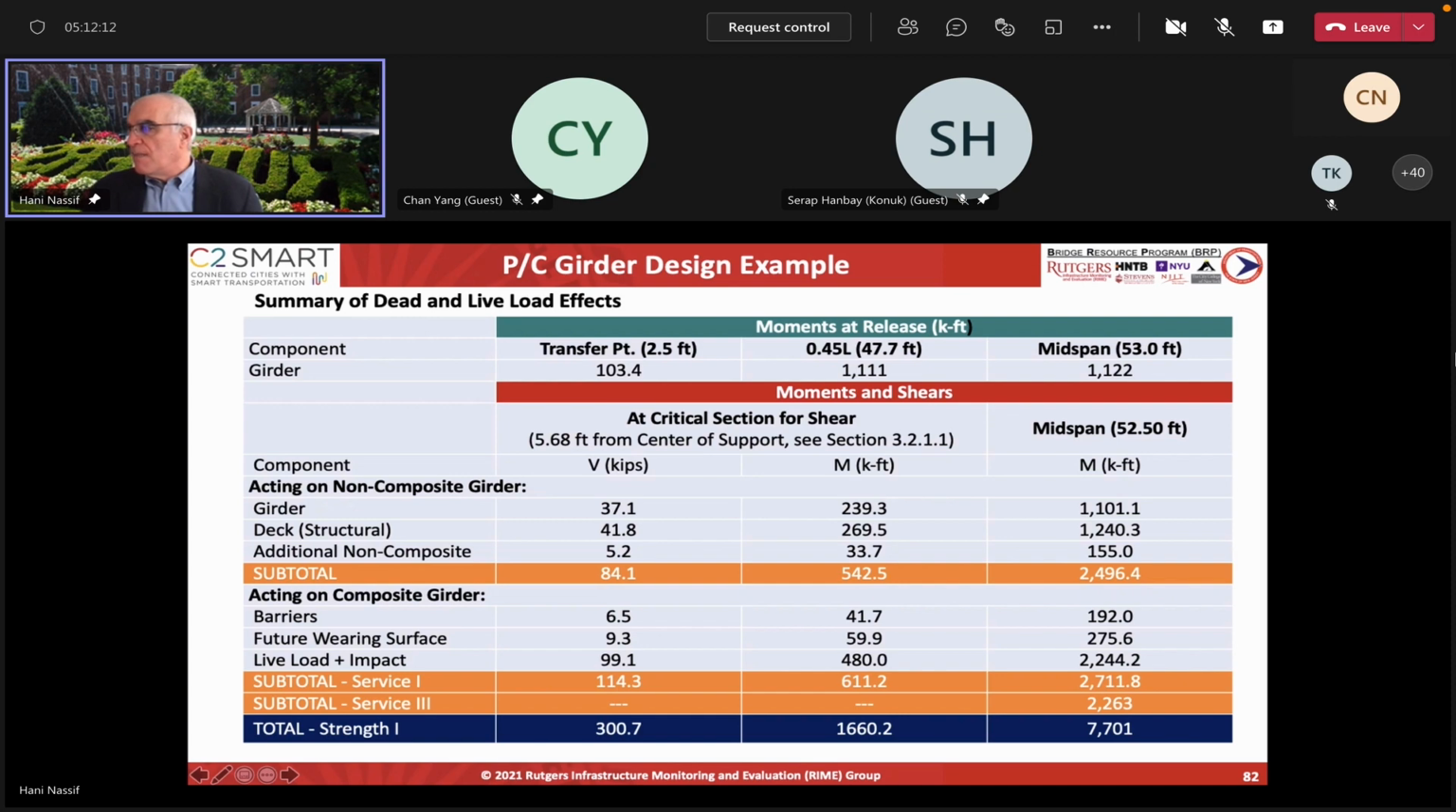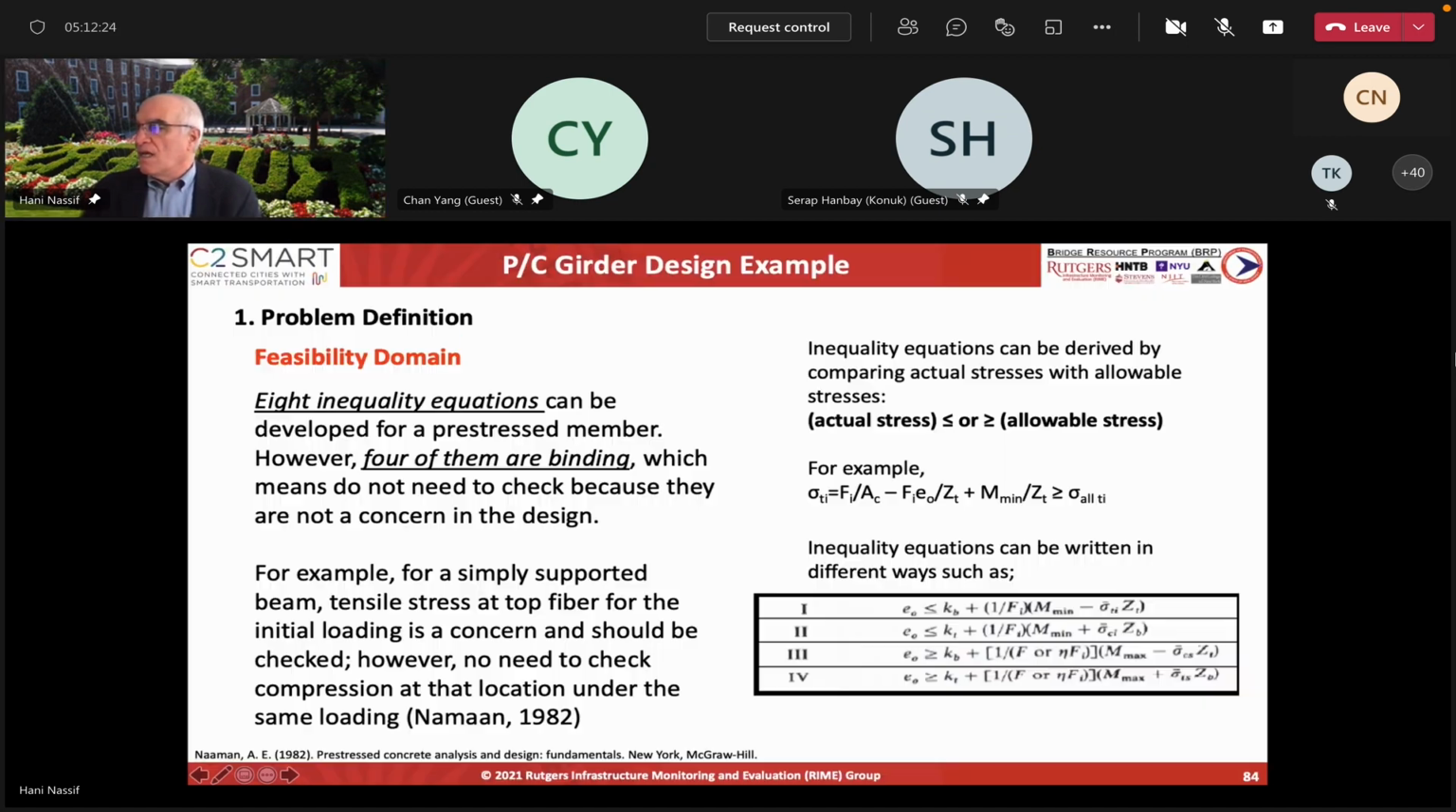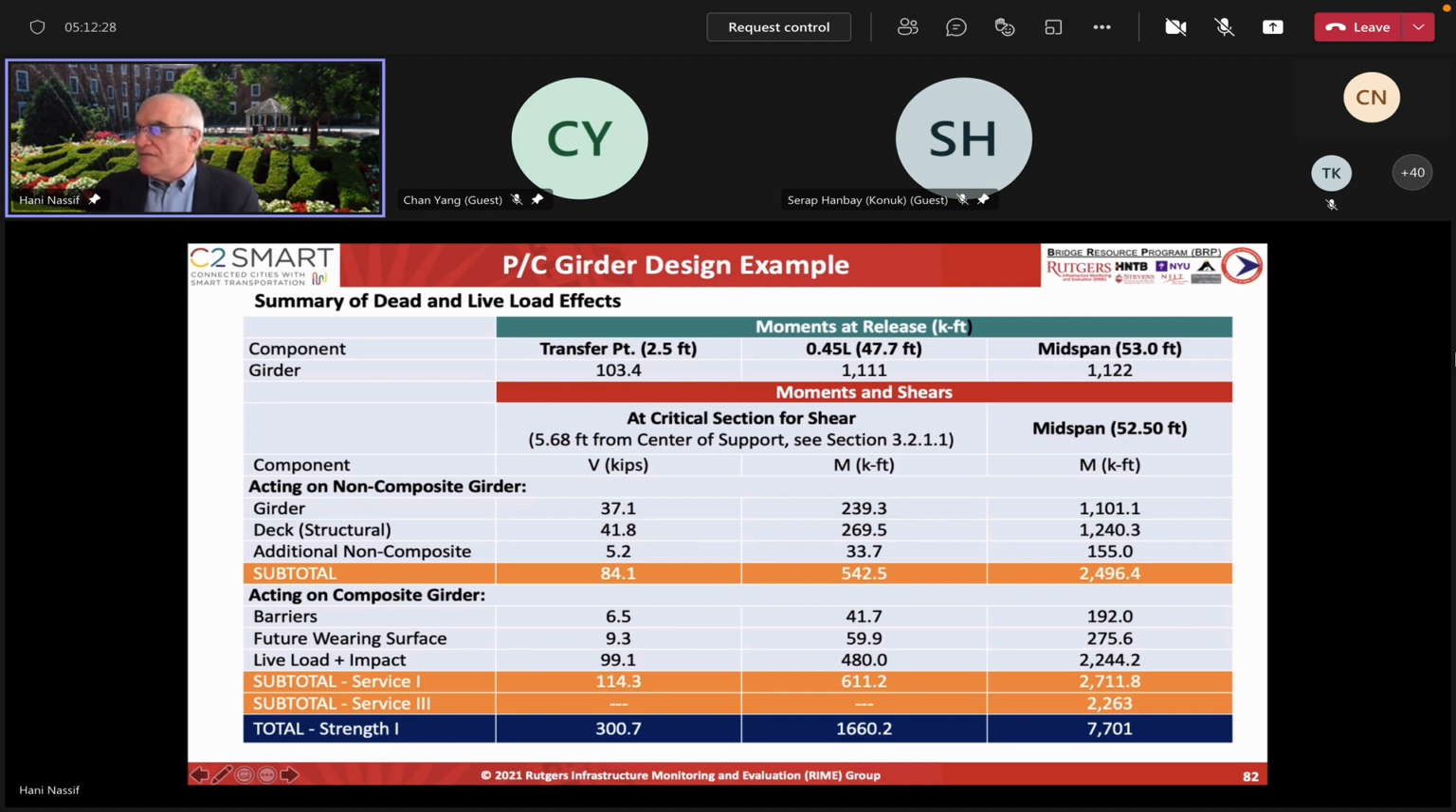For service 3, we're only checking it at midspan because this is going to be more critical than other locations. This is because it is about cracking, in the middle, the maximum moment. With this one here, at this stage, you have the dead load. We don't know what the pre-stressing is.